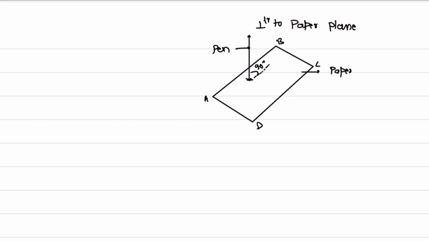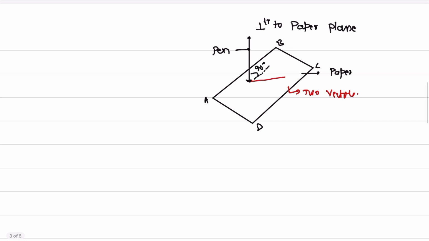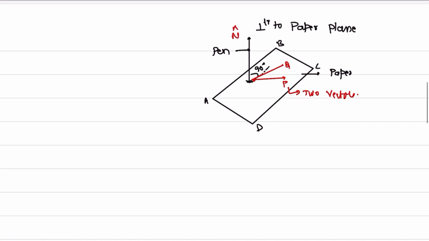Let us see. This is a plane of vectors, two vectors lying on this plane. One vector is this way, P, and another vector is this way, Q. These two are lying on the paper. And the angle between the paper and the pen is 90 degrees. This is the normal. Please try to understand this. This is the meaning of P cross Q.